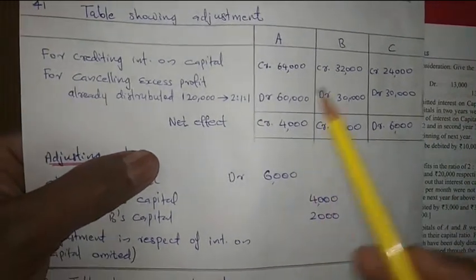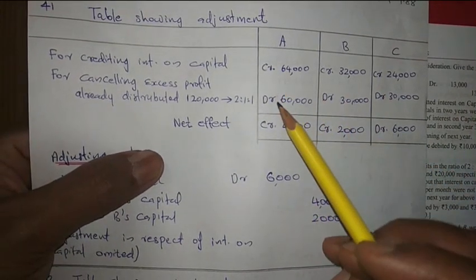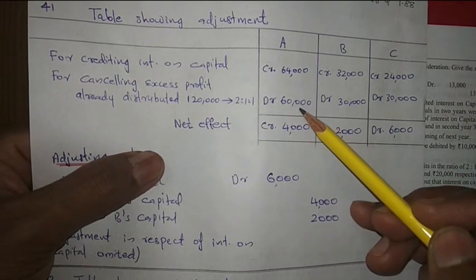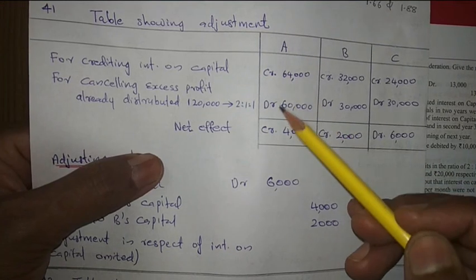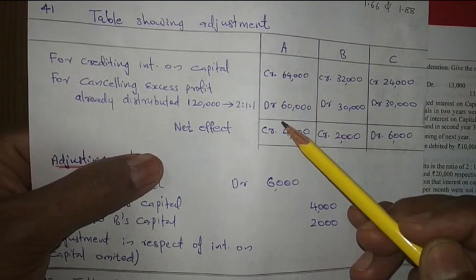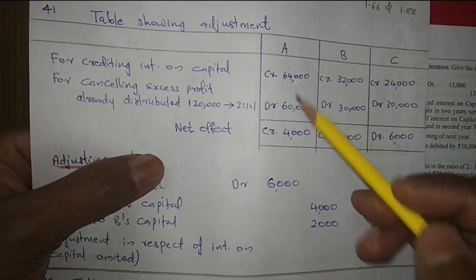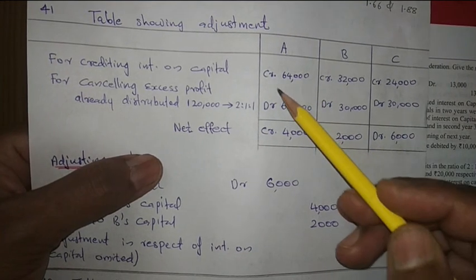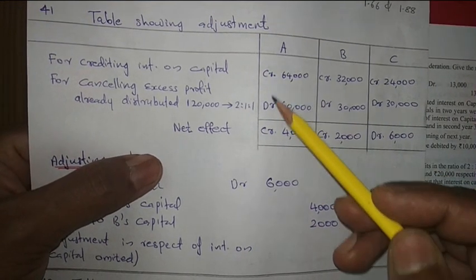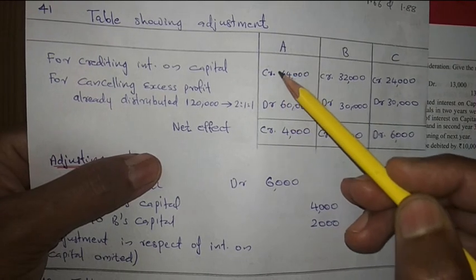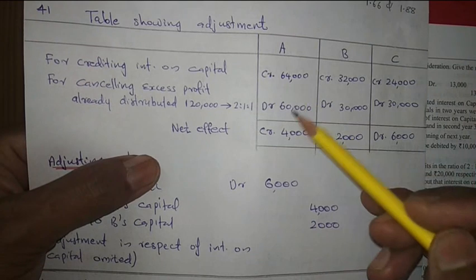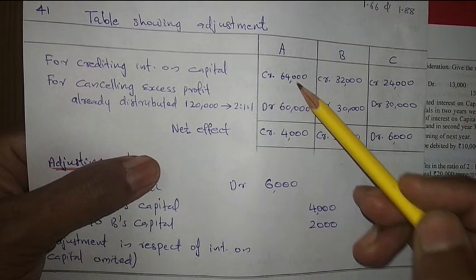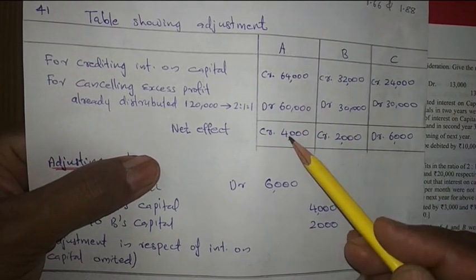After writing these two things, we have to look at these two amounts. CR and DR are opposite. Debit and credit are both opposite, so we have to take the difference. We are not adding. If it were debit and this also debit, we could add them. But this is credit and this is debit, so we have to take the difference. Here 64 is there, here 60 is there, so 4,000 is the difference.